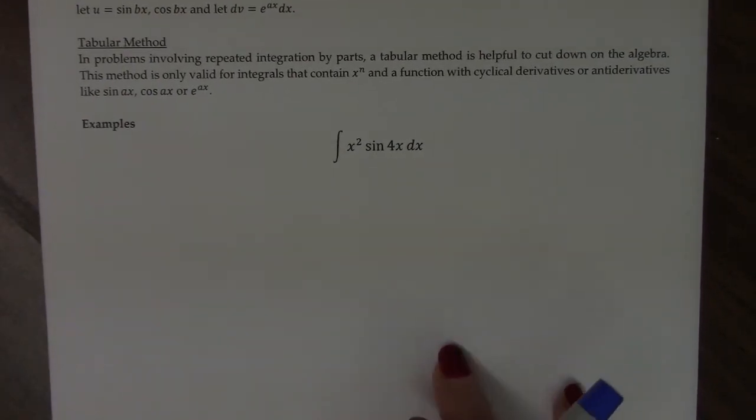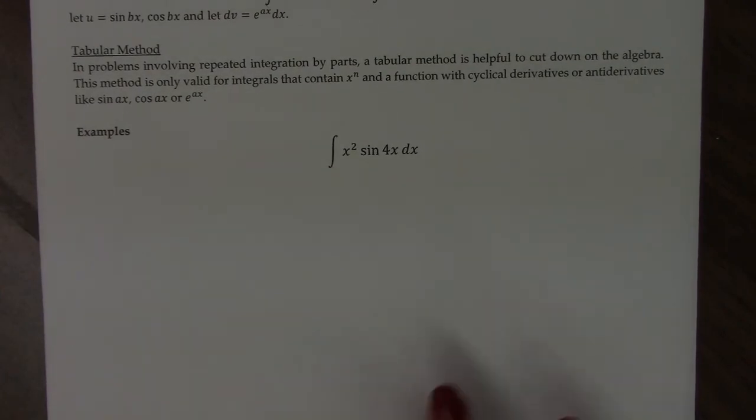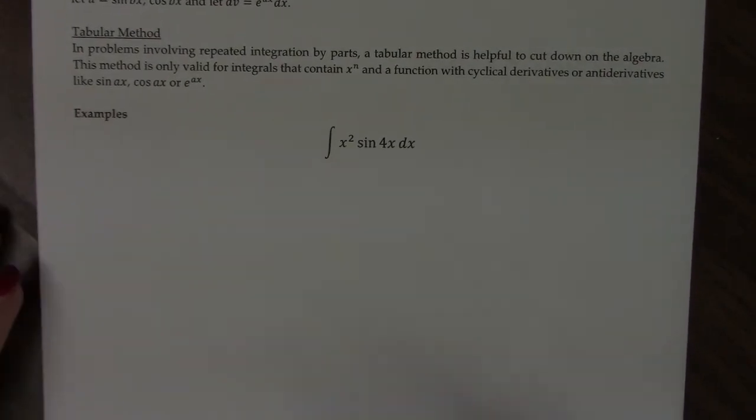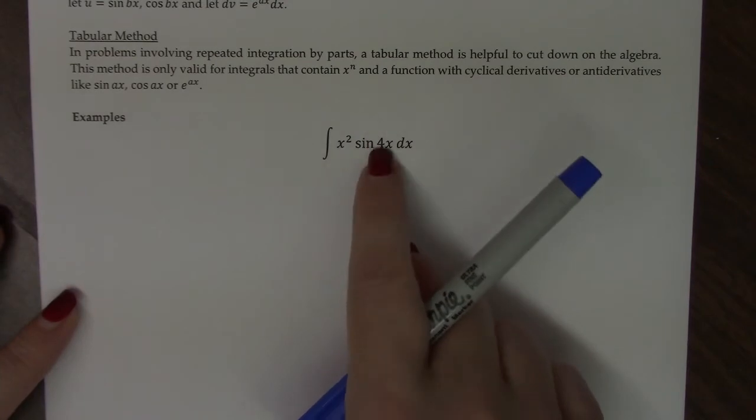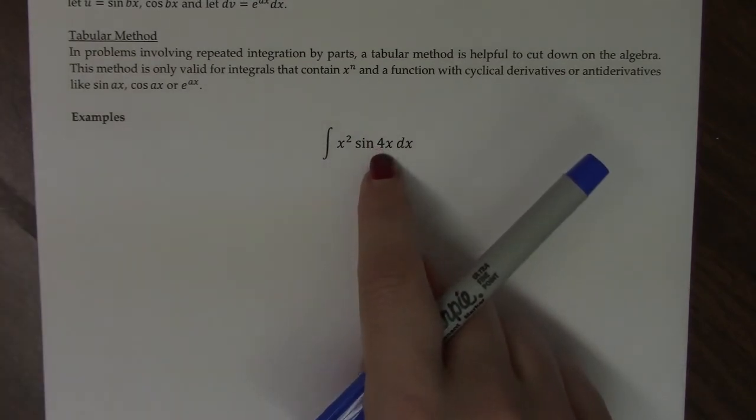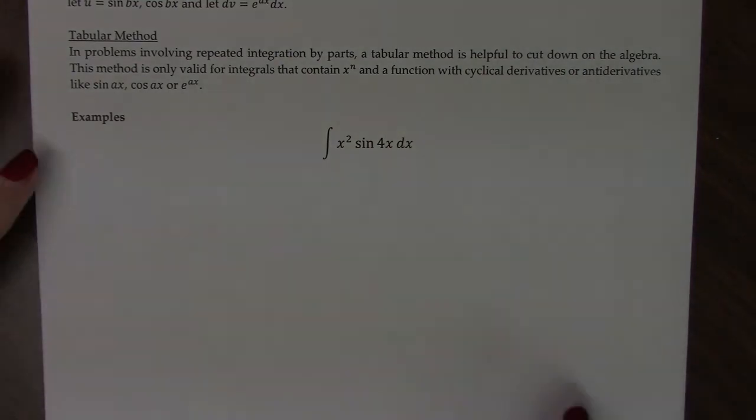All right, so there's one more method we can use to do integration by parts, but it only works when you have an x to the n term paired with a function whose derivative kind of repeats and cycles back on itself, right? And this is called the tabular method.